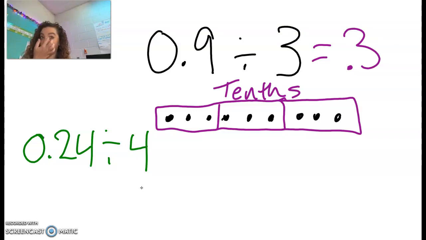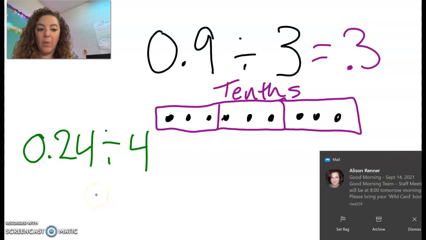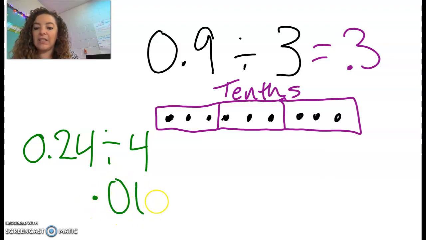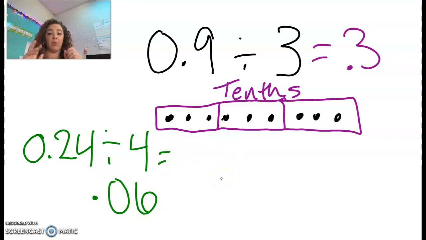I can think about how many times 4 goes into 24 as a whole number and just work through that, right? So I can know my multiples of 4. So 4, 8, 12, 16, 20, 24. So 6 groups of 4 equals 24. Well, what that tells me is that when I take 24 hundredths and divide by 4, I'm going to get 6 hundredths, okay? Because I took that 24 and I counted my multiples, and I get 6 hundredths.